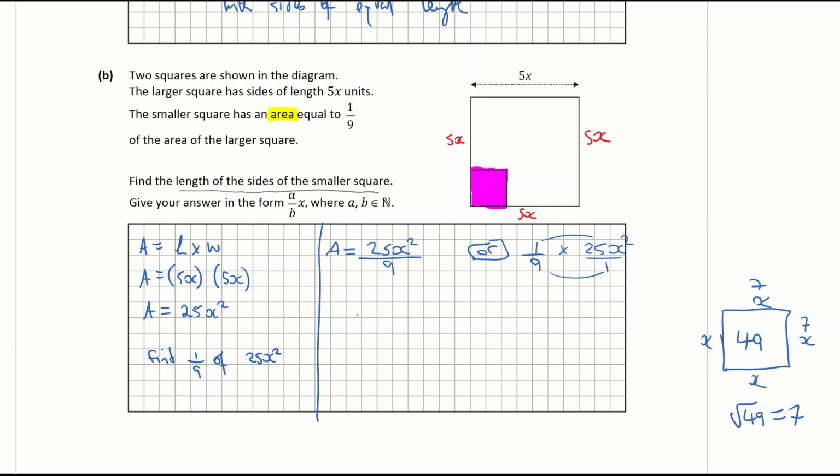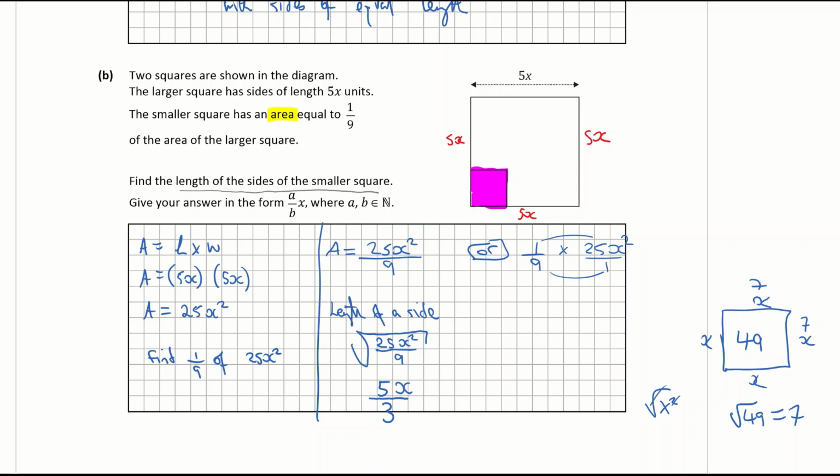So that means to get the length of a side, I'm taking the square root of 25x squared over 9. Now notice how they don't want the square root in it. So all I have to do is get the square root of all of these dimensions. So the square root of 25 is 5. The square root of the 9 is 3. And the square root of x squared, well, we know that a square cancels with a square root. So that just gives me the x.